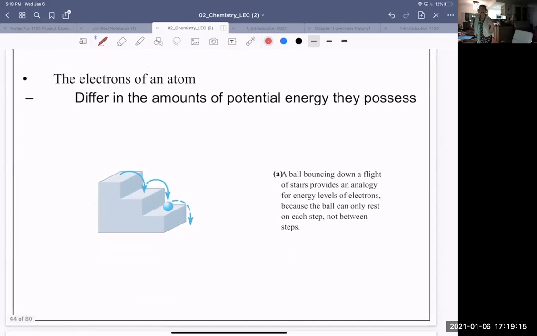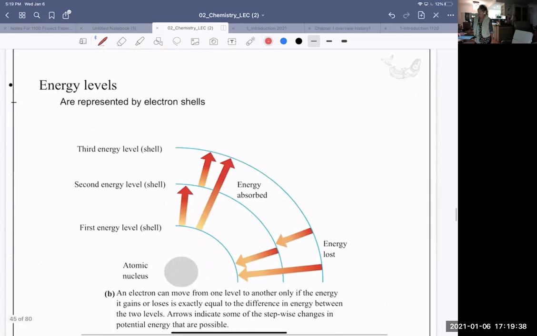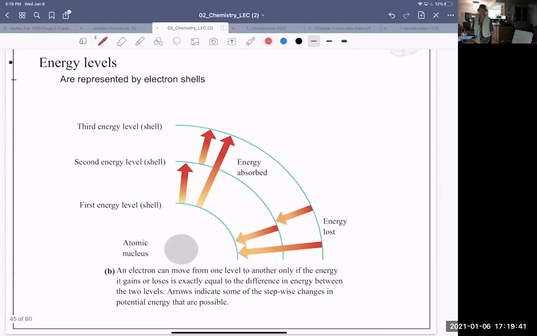The electrons of an atom differ in the amount of energy they possess because of their position relative to the nucleus. So a ball bouncing down a flight of stairs provides an analogy because the ball can only rest on each step, but not between steps. Just like an electron can't rest between shells, rather it's at one shell or another.